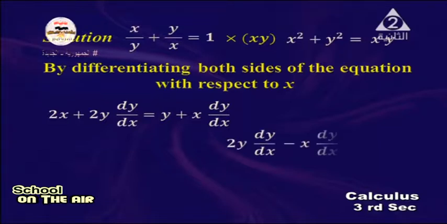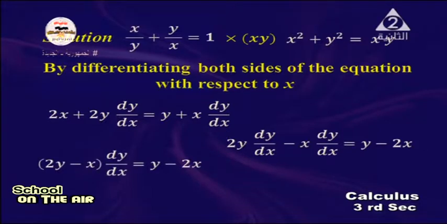Then 2y dy/dx minus x dy/dx equals y minus 2x. And by taking dy/dx as a common factor in the left hand side, then between two brackets (2y - x) multiplied by dy/dx equals y - 2x. Then the first derivative dy/dx equals (y - 2x) over (2y - x), which is the derivative of the implicit relation x/y + y/x = 1.